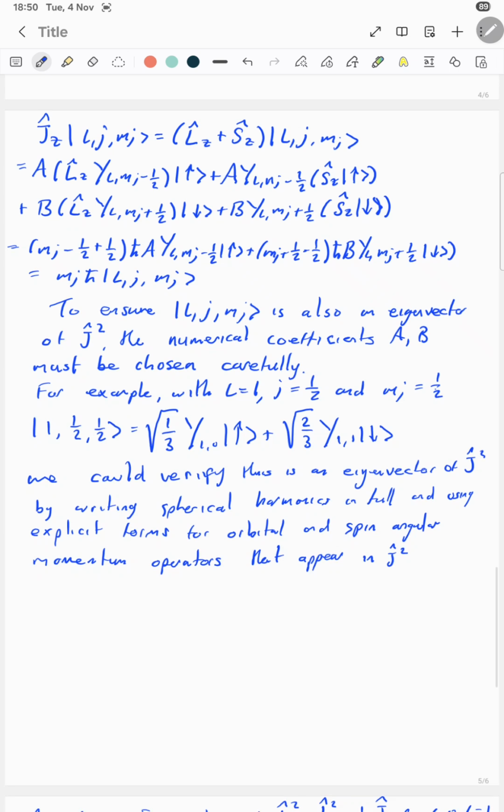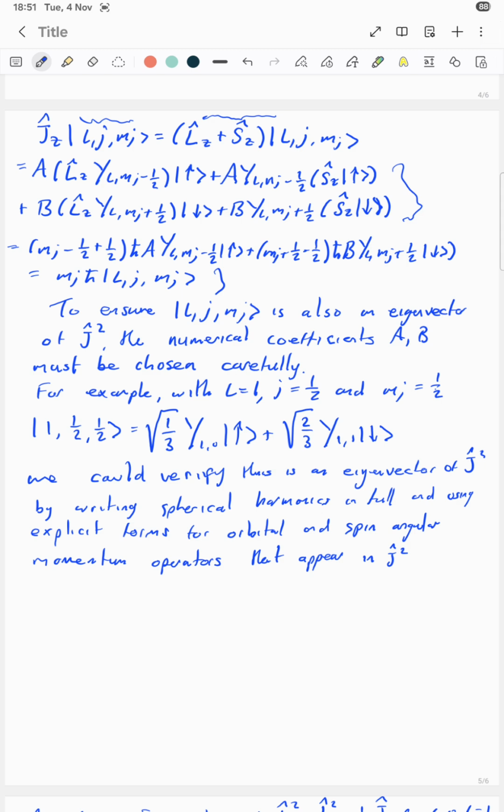Now Jz operating here on our eigenvector gives this here, the angular momentum operator acting on Lz and Sz, and we have here our constants, which we plug into the equation from before, and so we end up with this, with MJ h bar, which is similar to our azimuthal quantum number without spin.